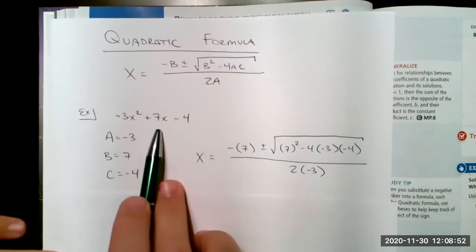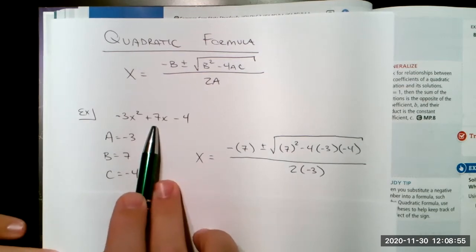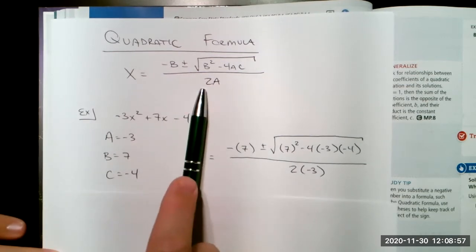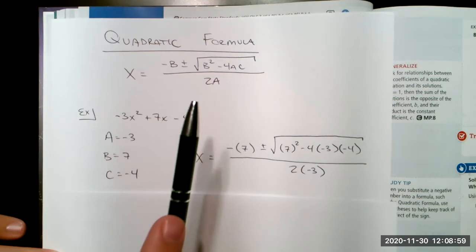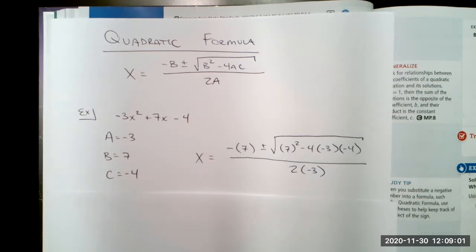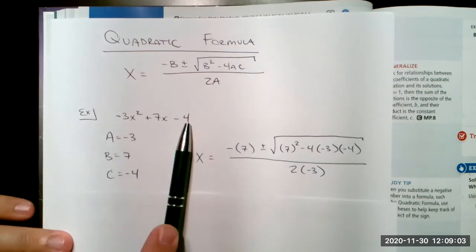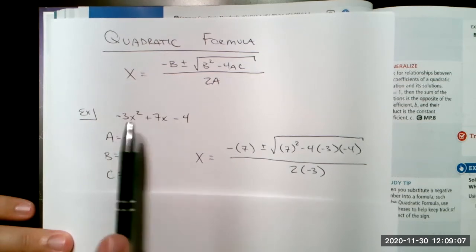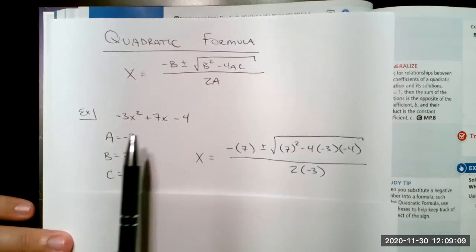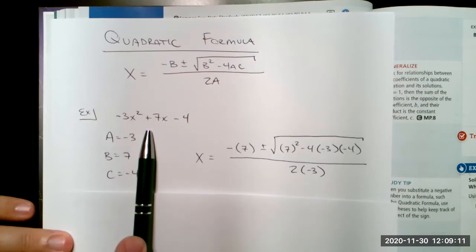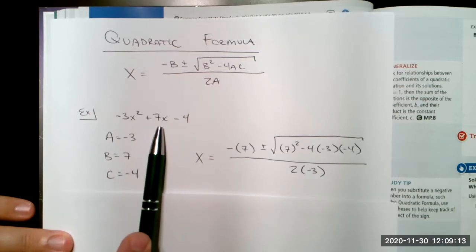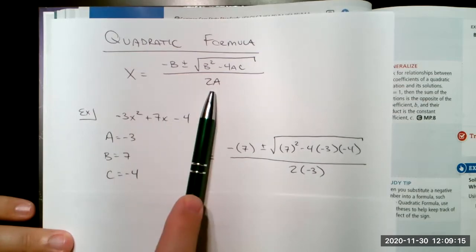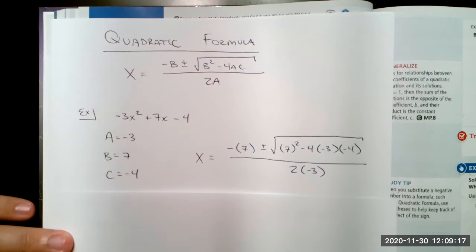So if they give you any quadratic, it doesn't matter what it is. The cool thing about the quadratic formula is it works with every quadratic that you'll come in contact with. It doesn't matter if it's negative. It doesn't matter if A is something other than 1. It doesn't matter if there's a constant at the end. It doesn't matter what quadratic you're dealing with. You can always take that information, plug it into the quadratic formula, and it will always work.